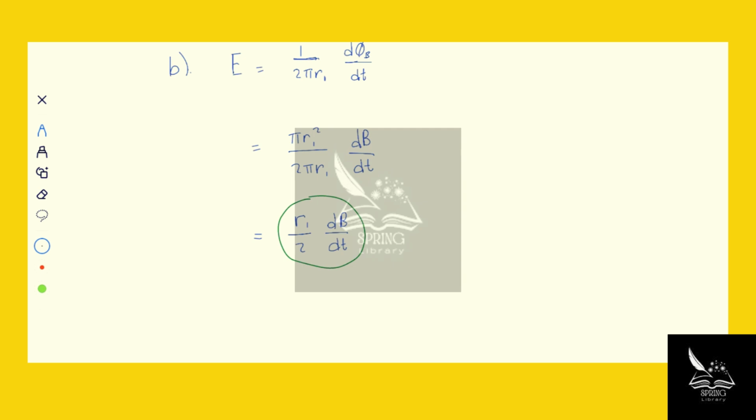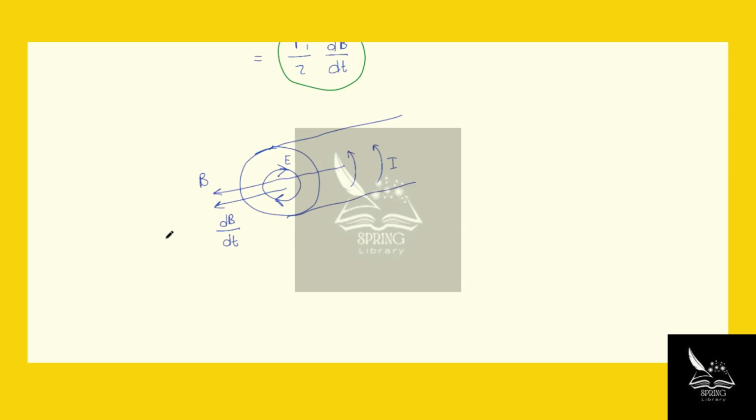And now we need to show the direction. So here we have a diagram that shows the direction of the current, the magnetic field, and hence also the direction of the electric field. So we have the magnitude and direction of the induced electric field.